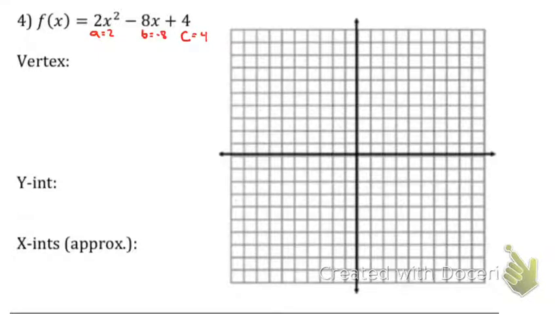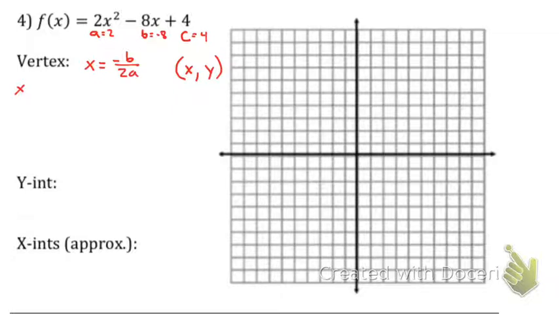To find the vertex in standard form, we use a very specific formula. It's x equals -b over 2 times a. Once we know this formula, which was from the video, memorize it. We're going to plug in our b value here, and then our a value here. This gives us the x value of our vertex. Once we have our x value, we can use it to find the y value, and I'll show you how to do that. So we're finding the vertex point. All right, so let's do it.